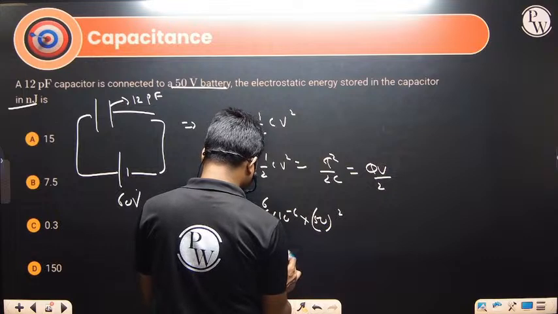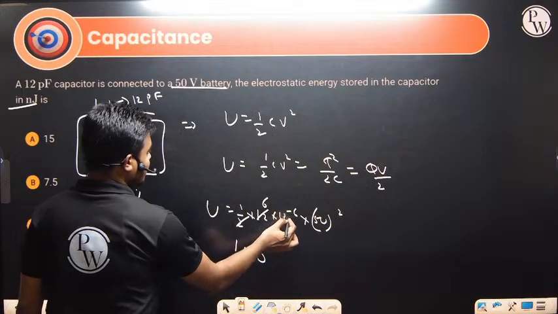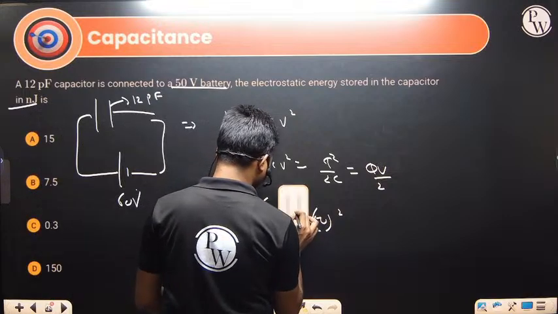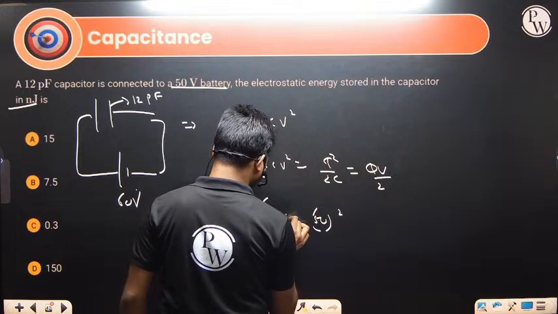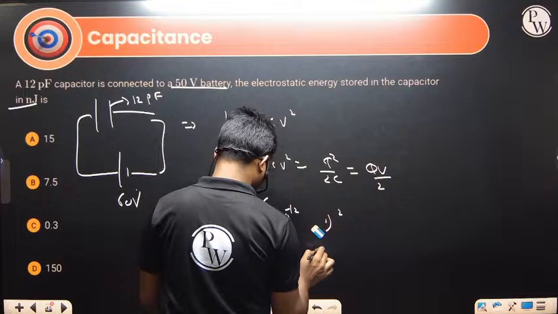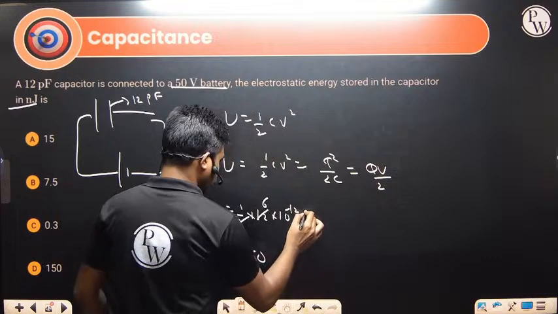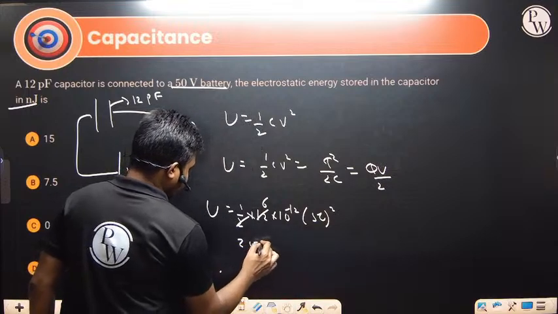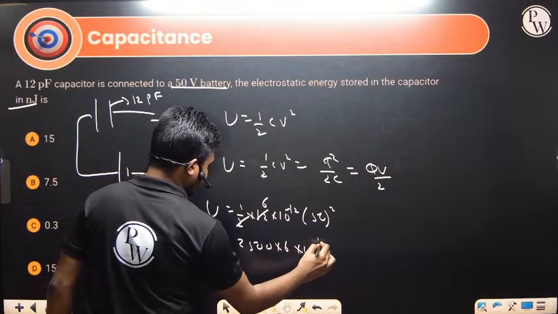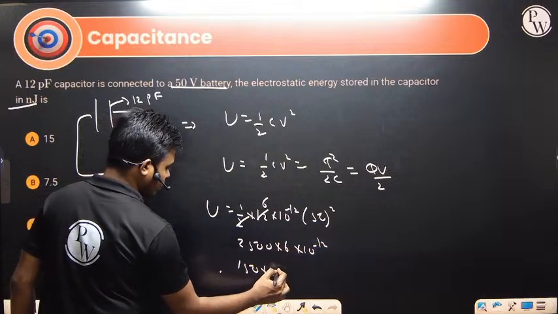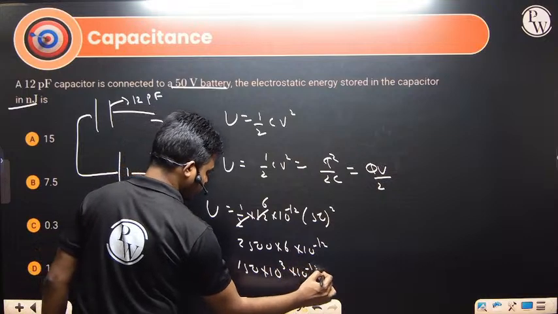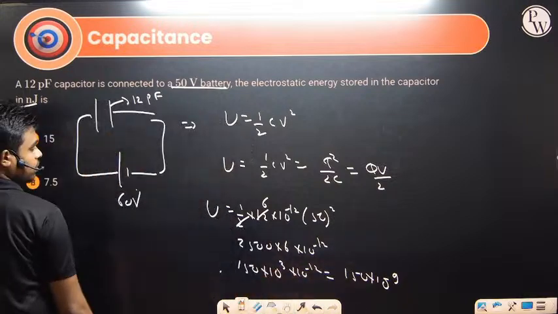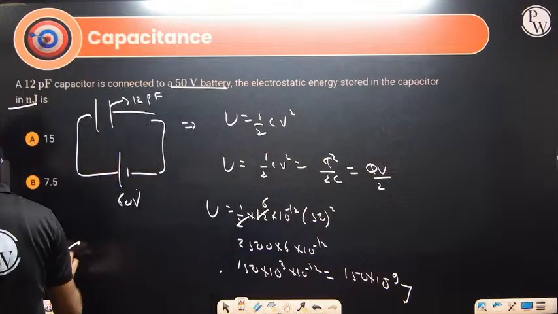So in nanojoule, this is 10 to the power minus 6, but the capacitance value is 12 picofarad, sorry. So this will be 12 into 10 to the power minus 12, into 50 square. So 2500 into 6 into 10 to the power minus 12. So this will be 150 into 10 to the power 3 into 10 to the power minus 12. We are getting 150 into 10 to the power minus 9 in terms of joule. Answer is 150. Okay.